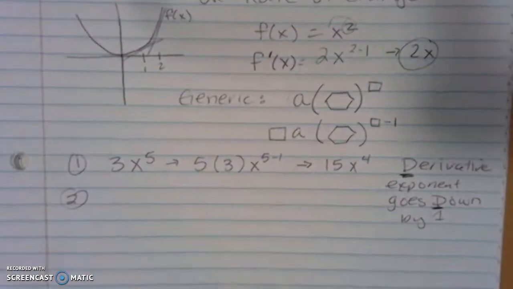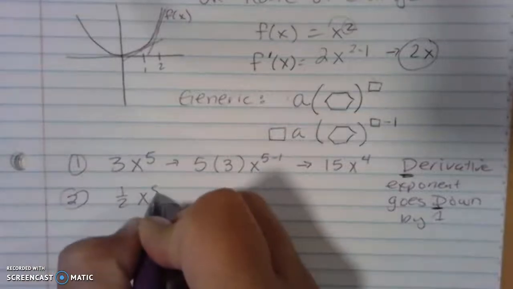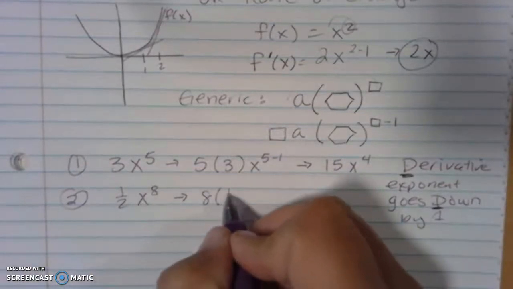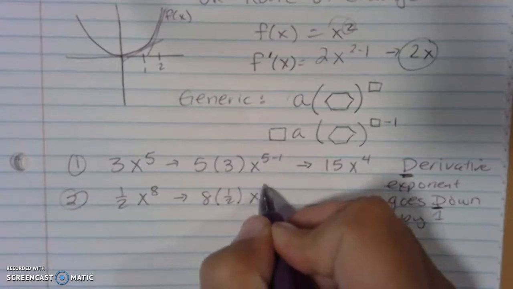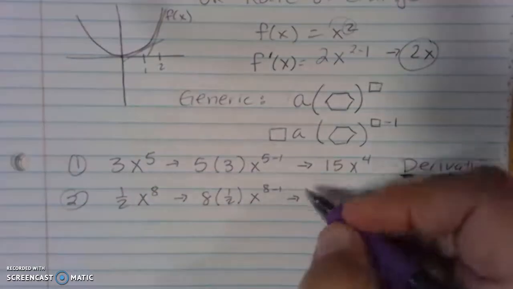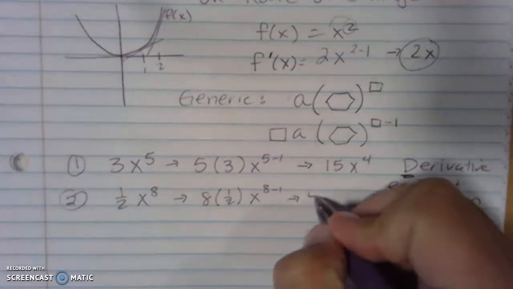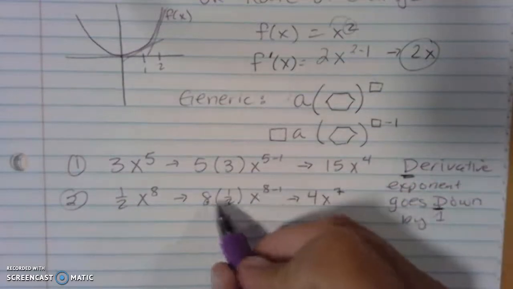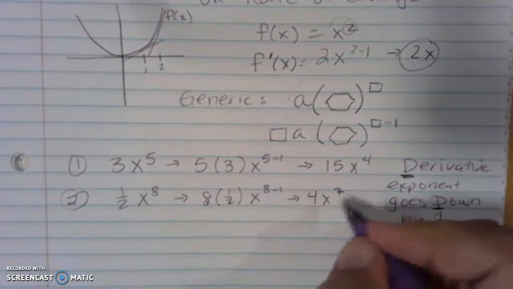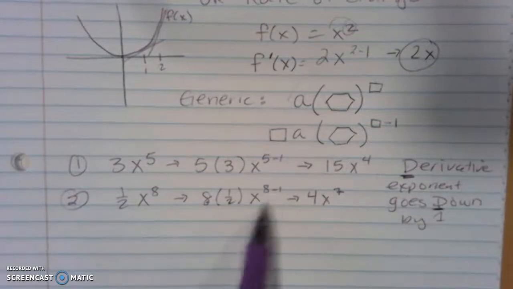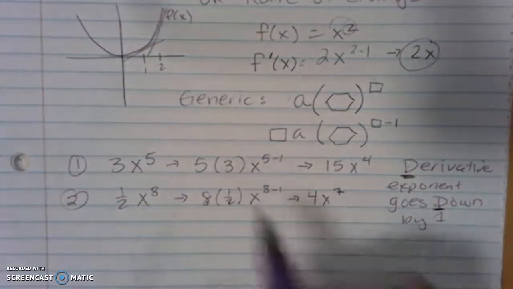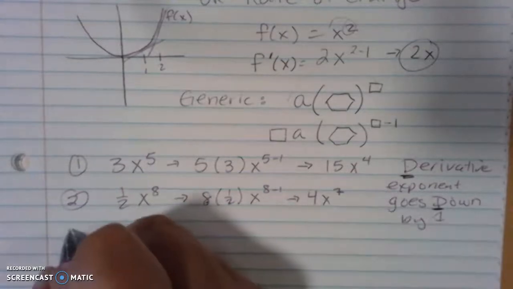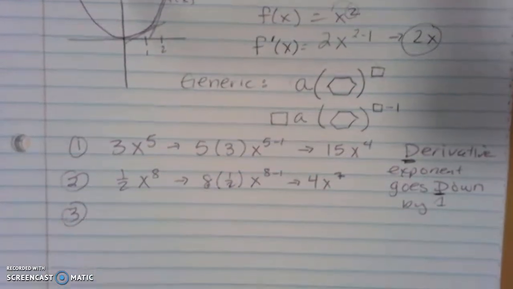How about something like 1/2 x to the 8th? Okay, we're going to apply the same thing. Put that 8 in the front times 1/2 x to the 8 minus 1, so we're going to get 4 times x to the 7th. 8 times 1/2 is 4, 8 minus 1 is 7. So I'm showing you the step that I'm doing and what I'm thinking in my head, but really as you get better at this, you can just go, oh, 8 times 1/2 is 4, and go straight to that spot right here. Let's try another one.